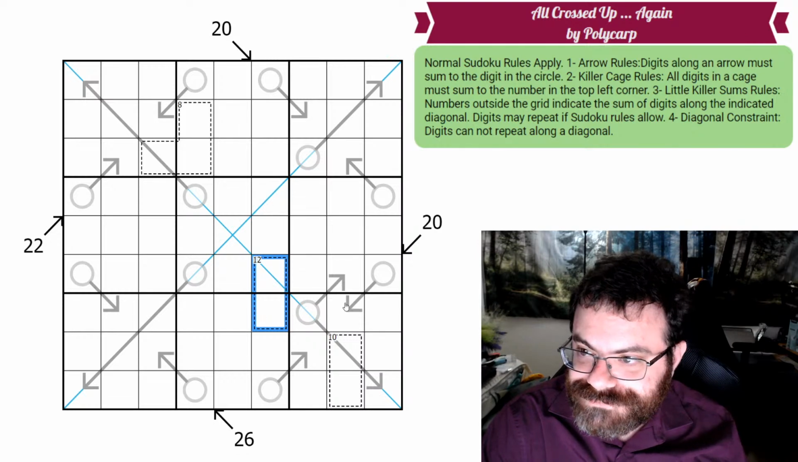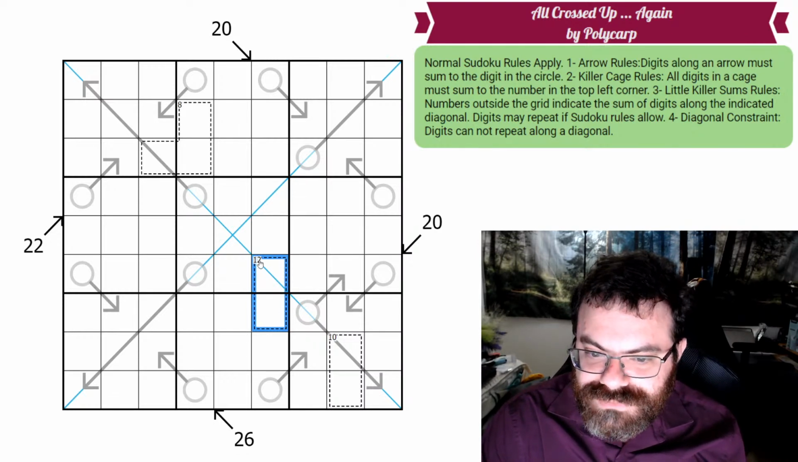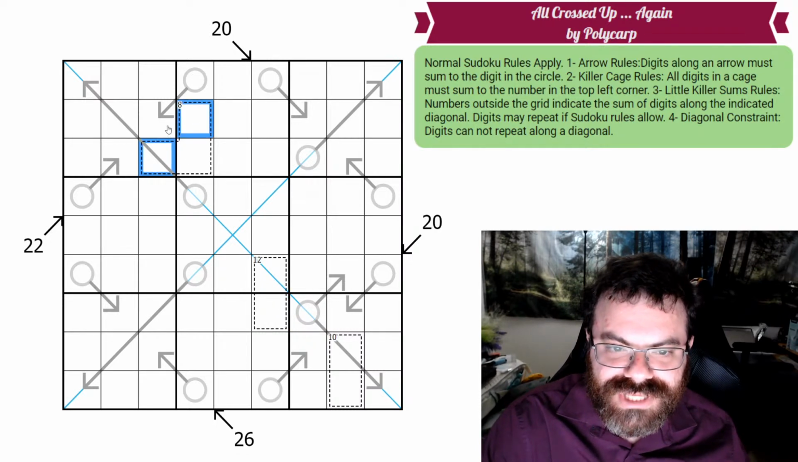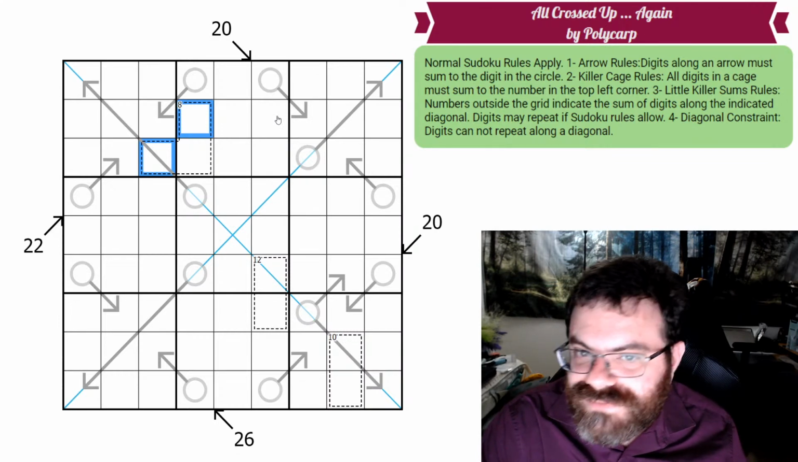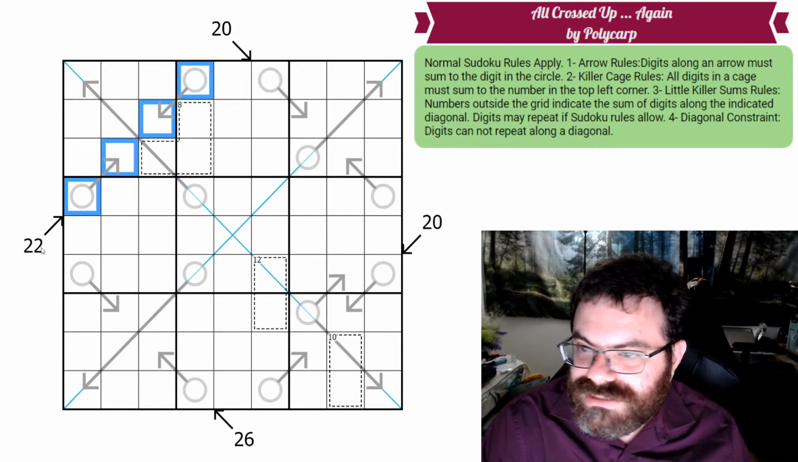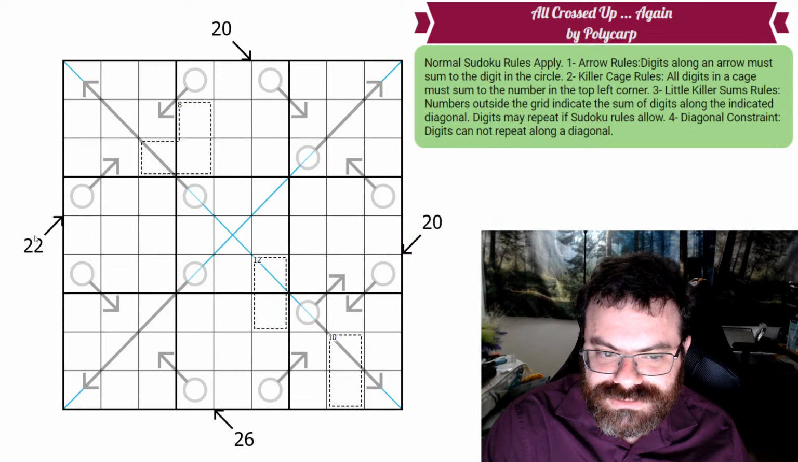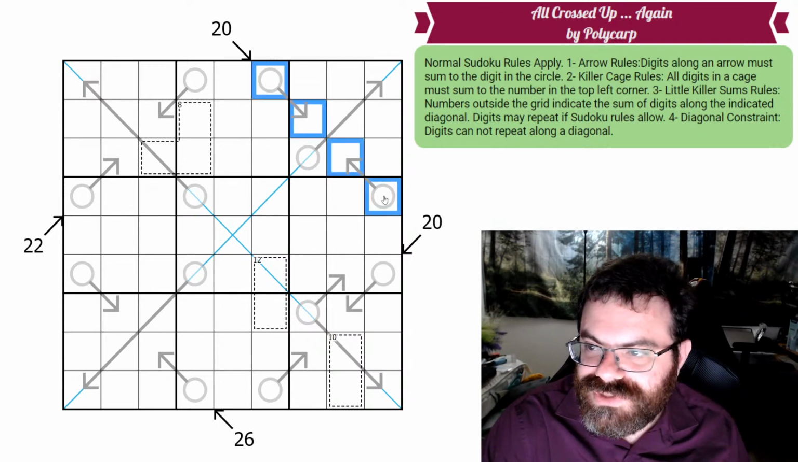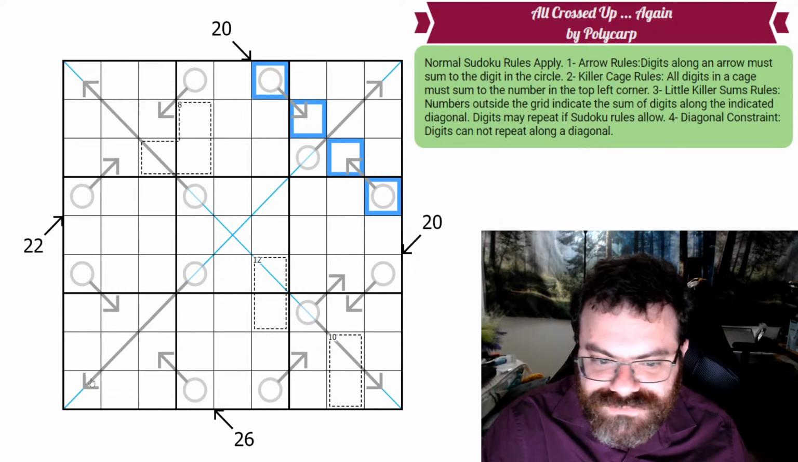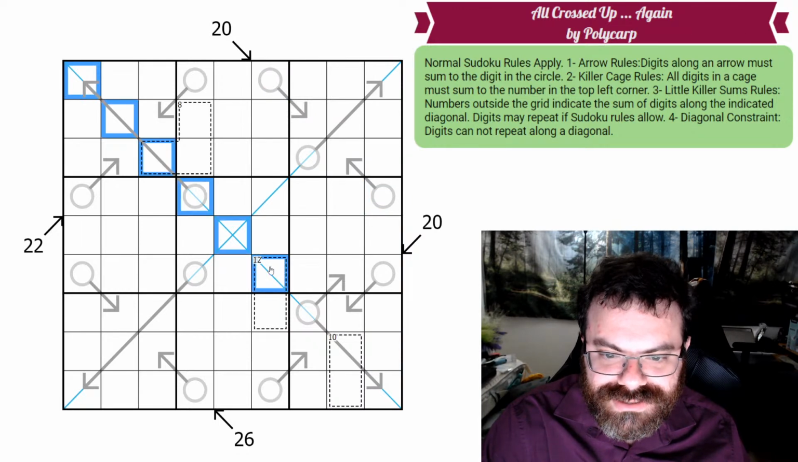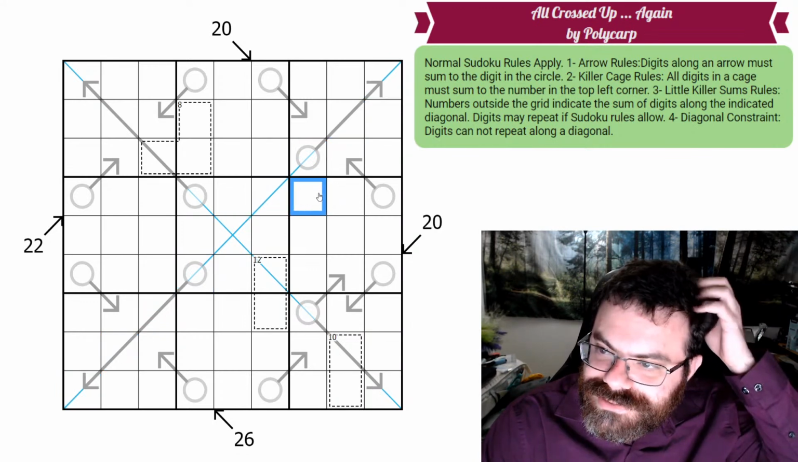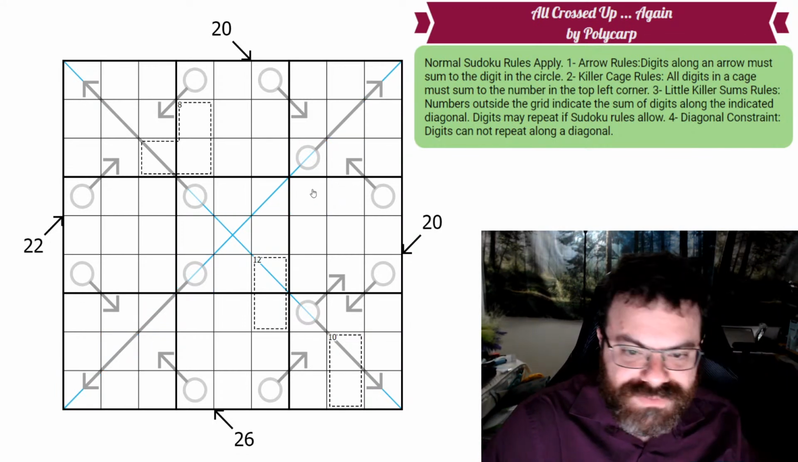We have killer cage rules. So the digits in the cage sum to the value in the top left corner, and digits can't repeat in a cage. So that only valid place is here. These two can't be the same digit. We have little killers. So digits along the diagonal sum to the clue on the outside of the grid. So these add to 20, for example. You can repeat as long as other rules allow it. And then we have this diagonal constraint. That's this blue line that goes down both main diagonals. And digits cannot repeat along a diagonal. So all these are standard rules. We just sort of have a bunch of them.